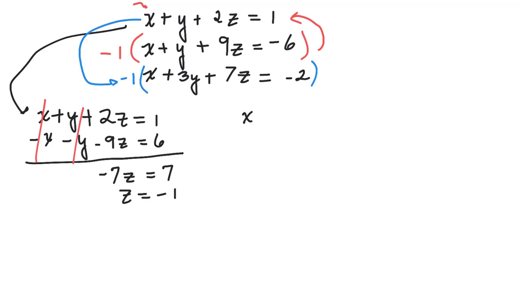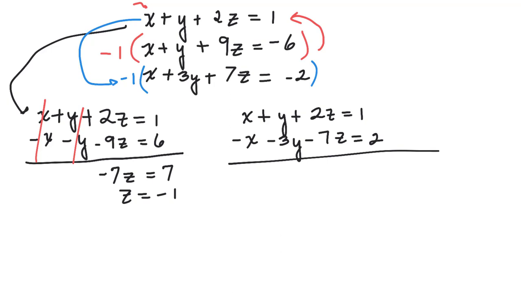So once again, I have my first equation, plus 2z equals 1. My second equation, I'm multiplying everything by a -1. Add these together. That cancels, so that's nice. I get -2y minus 5z equals 3.